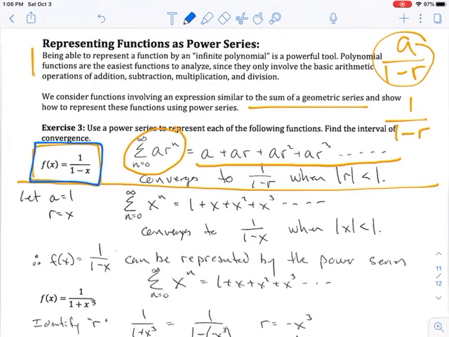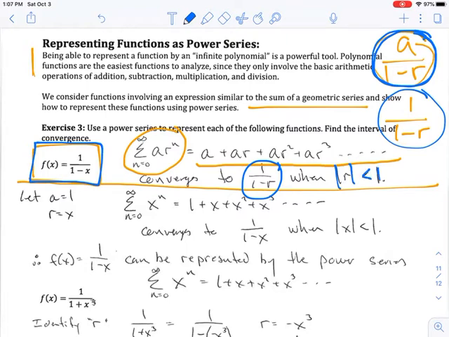And so going back to our function now, you notice that the function looks an awful lot like the formula for the sum of an infinite geometric series. So the sum of an infinite geometric series is a over 1 minus r, or if a happens to be 1, as it is in this case, 1 over 1 minus r. So our function looks like the sum of an infinite geometric series. And so that's our starting point here. And so we know that this infinite series converges to 1 over 1 minus r when the absolute value of r is less than 1.